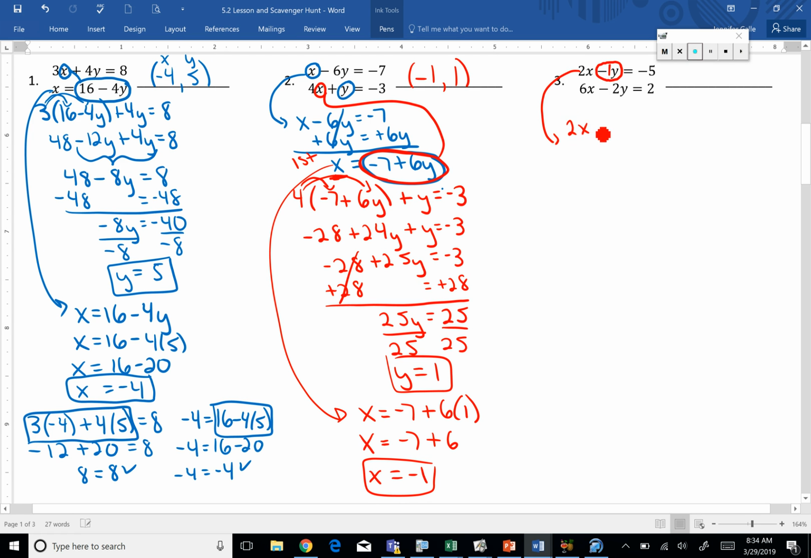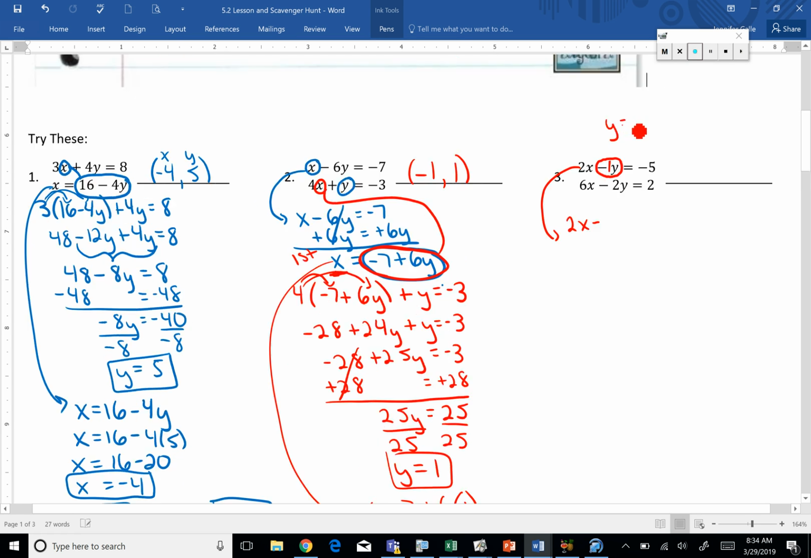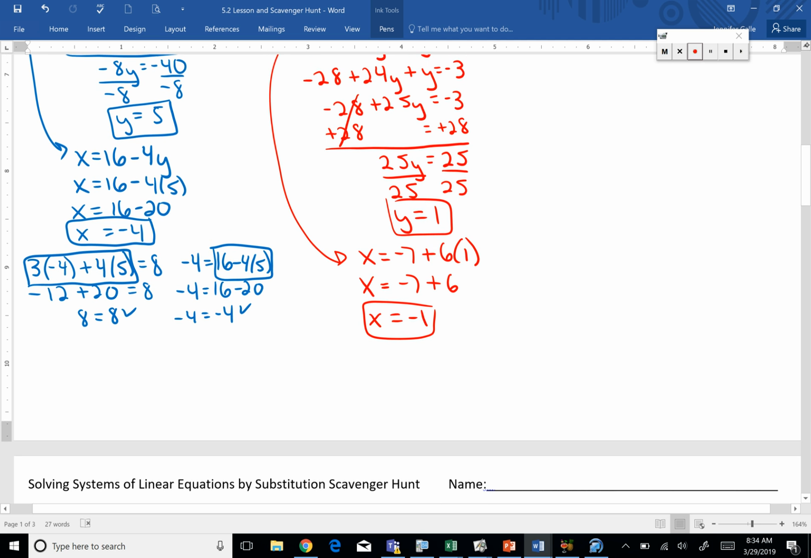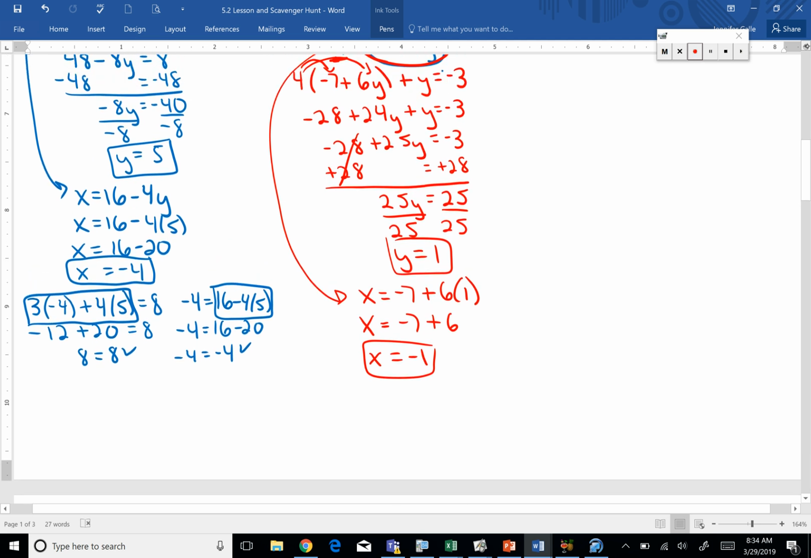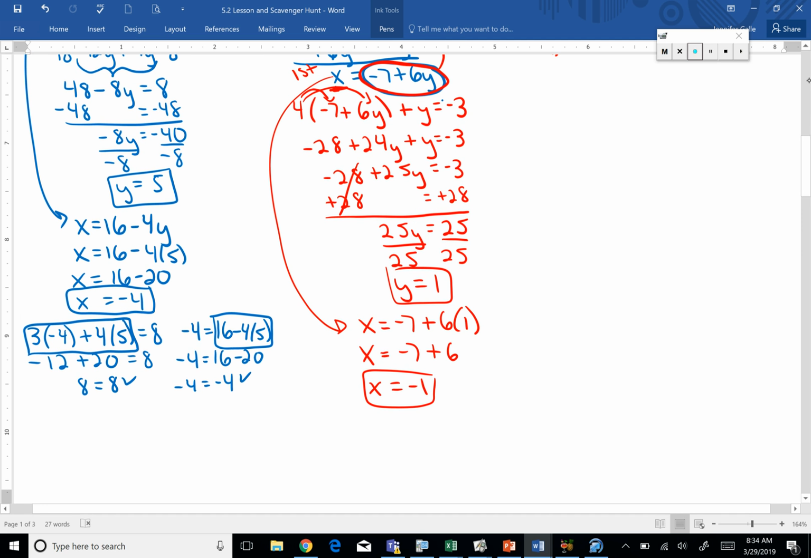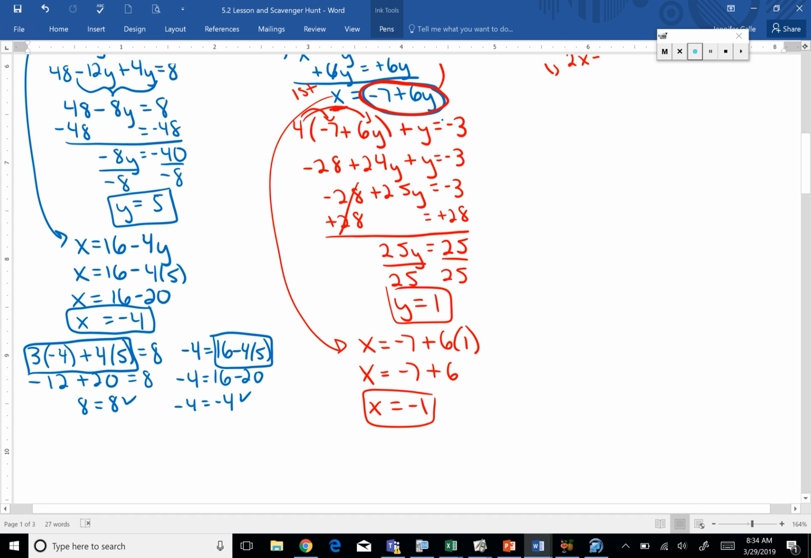We have 2x minus y equals negative. Whoa, hang on. This thing isn't cooperating today here. Hang on.